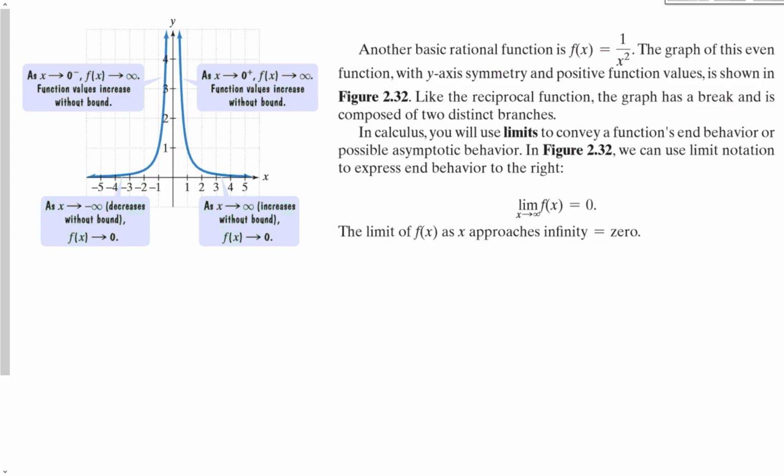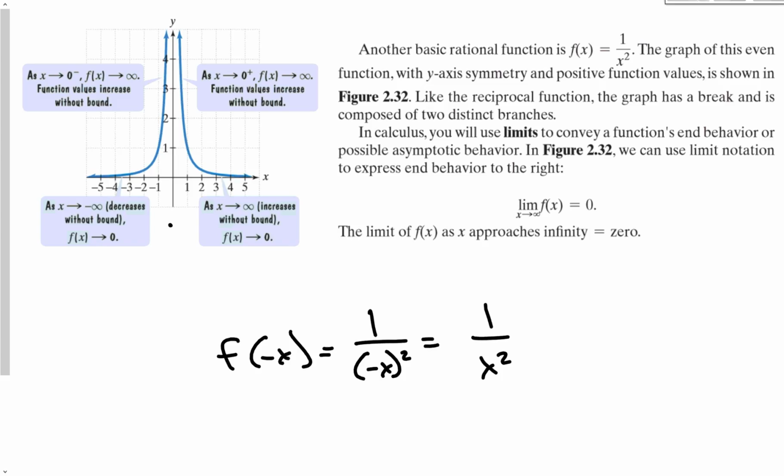And of course, another basic rational function is 1 over x squared. The graph of this even function, because x squared is an even function, because if I were to plug negative x into the function, it would still give me my original function. That means it's even, which means it has y-axis symmetry and positive function values, as shown in my figure right here. Like the reciprocal function, the graph has a break and is composed of 2 distinct branches, only the 2 branches happen to be both in a positive quadrant or a negative quadrant.